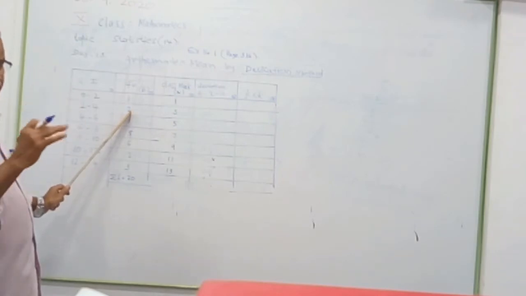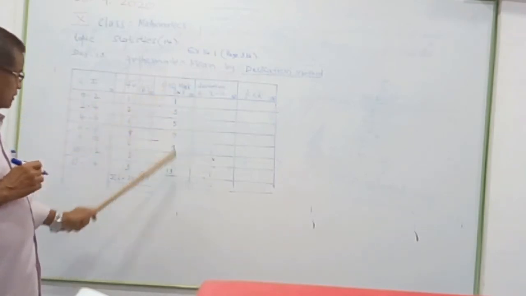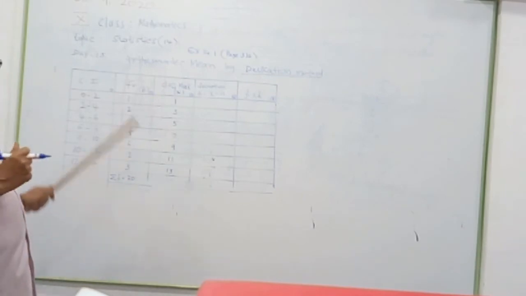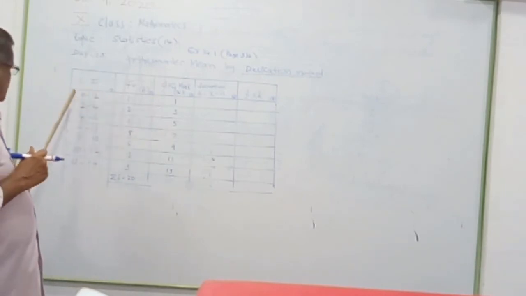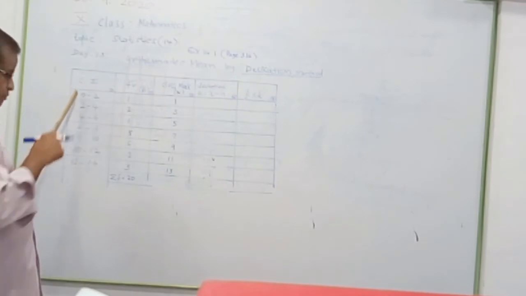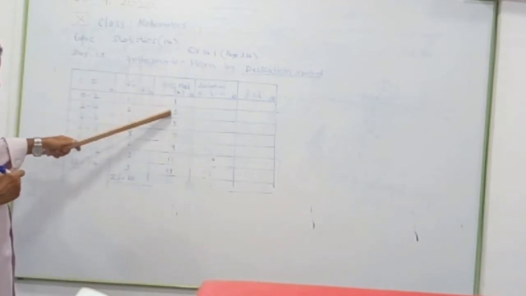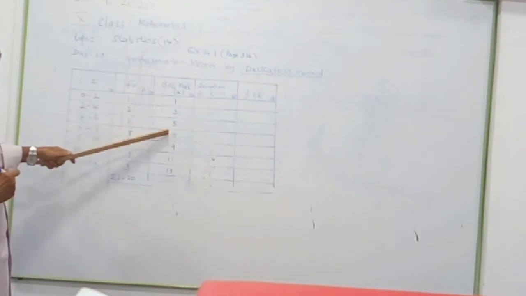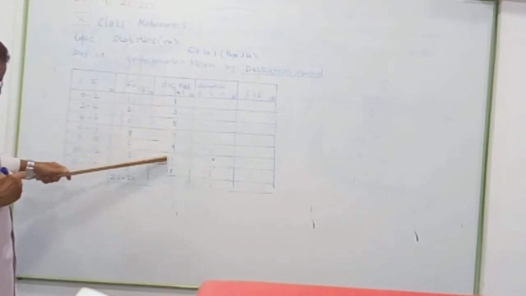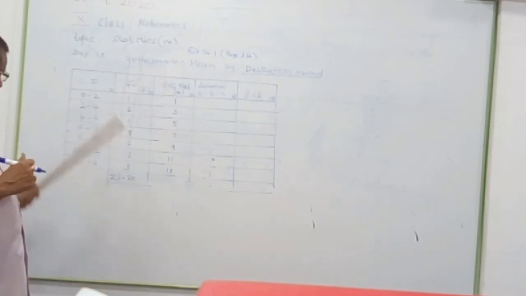Class interval and frequency they will give in the question. We have to write the third column, class mark, mid values. Add lower limit and upper limit and halve. 0 plus 2, 2 by 2, 1. And the next, 2 plus 4, 6 by 2, 3. So you need not do all. Size of the class interval is 2, then go on adding 2. 1 plus 2, 3. 3 plus 2, 5. 5 plus 2, 7. 7 plus 2, 9. 9 plus 2, 11. 11 plus 2, 13. Go on adding the size of the class.